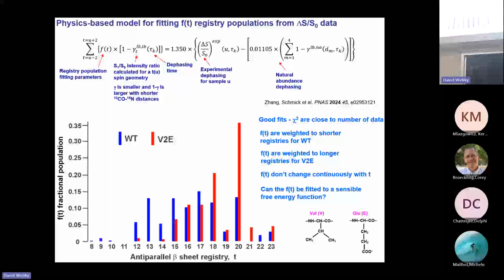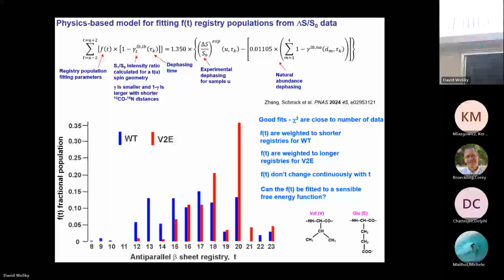So what I'm plotting here are our experimentally determined fractional populations for wild type in blue, B2E in red. So all the qualitative conclusions from just looking at the data held up. These are our registry numbers here along the horizontal axis. Many populated registries for wild type and B2E, definitely a weighting towards longer registries, longer beta sheets for B2E. This work actually just got published Monday, two days ago, in PNAS. I'm very excited and proud about that. The fitting was excellent. In particular, the chi-squareds are close to the number of data points. That's really the metric that your model is a good one and that there are no anomalies in your data.